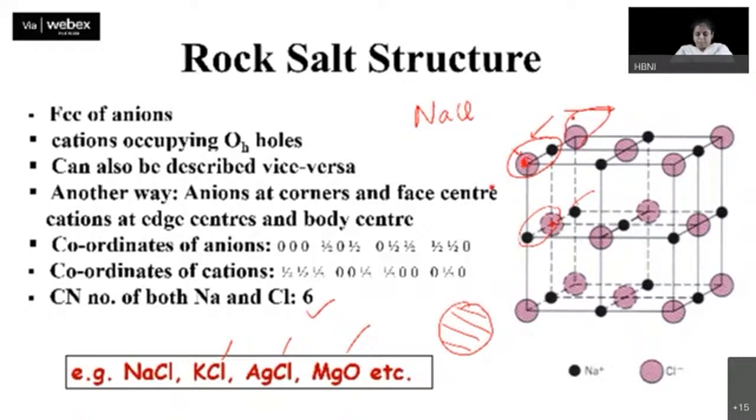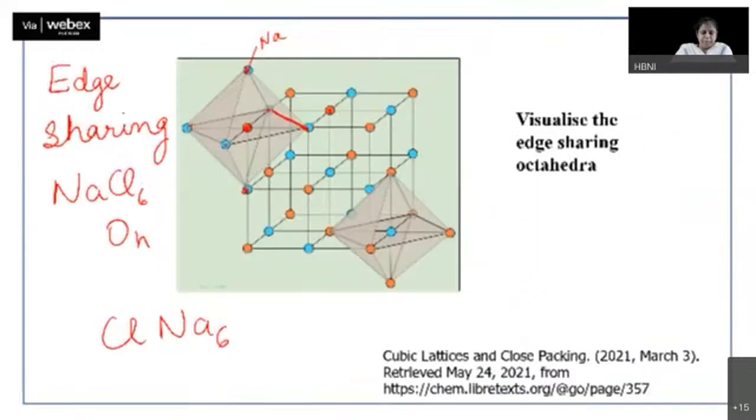I would break for 1 minute and let me see the chat box if you have any doubt till here. Anurag, can we go to chat box, please?